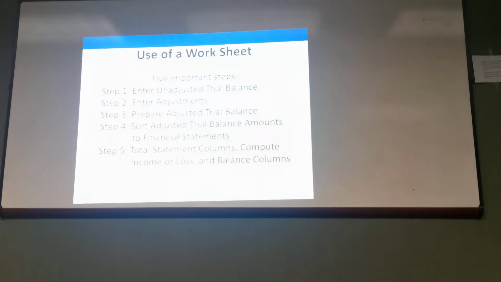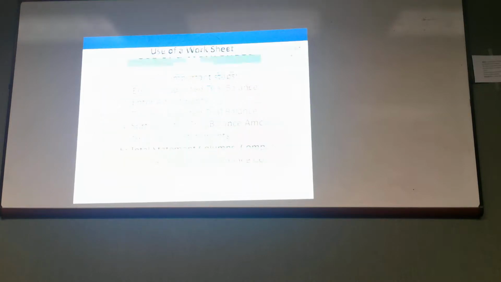Step 5, total statement columns, compute income or loss, and balance columns. So step 5 is basically chapter 4, where you take all of the different entries and find out what the ending balance should be. So here's an example of a worksheet. You guys can go ahead and read through what the uses are on your own time. So you can just pause it now.